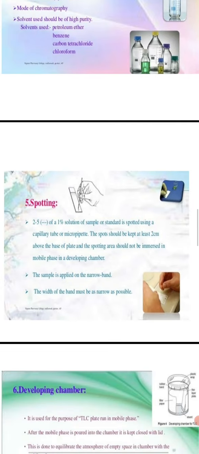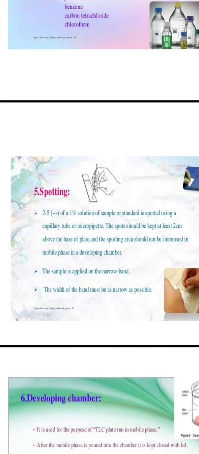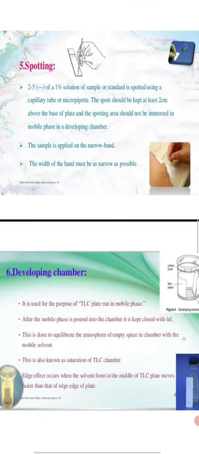So next point is the spotting. In the spotting, 2 to 5 microliters of 1% solution of sample or the standard is spotted using a capillary tube or the micropipette. हम क्या करते हैं, एक माइक्रोपिपेट या फिर कैपिलरी ट्यूब से जो भी हमारा सैंपल है उसके 2 to 5 माइक्रो ml, that means drop हम लेते हैं, and then the spot should be kept at least 2 centimeter above the base of the plate, and the spotting area should not be immersed in the mobile phase in a developing chamber. The sample is applied as a narrow band, and the width of the band must be as narrow as possible.